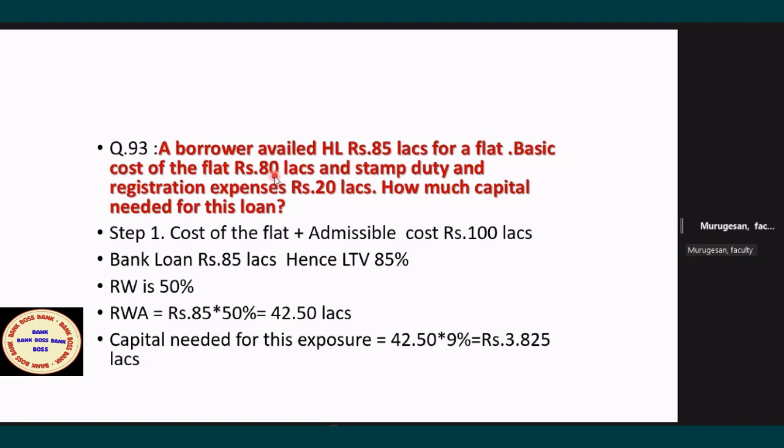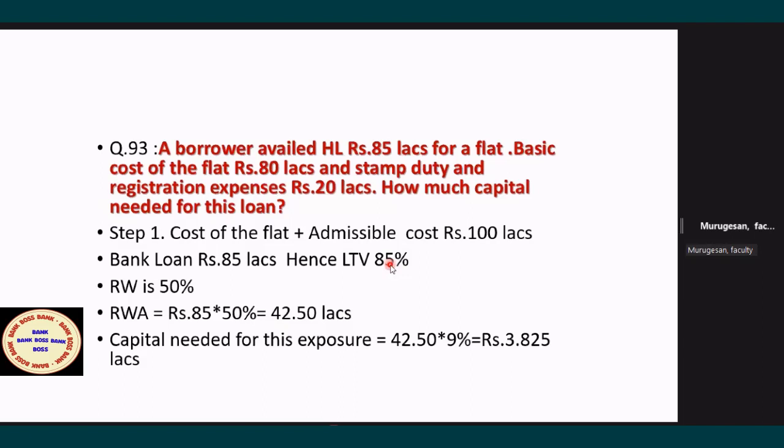The cost of the flat is 80. How can they give 85 lakhs, madam? There is no margin. The cost of the flat itself is 80. So that means they have included 20 lakhs also as the cost of the project. So 80 plus 20 they have loaded. Then only they have given 85, which means the LTV is 85.